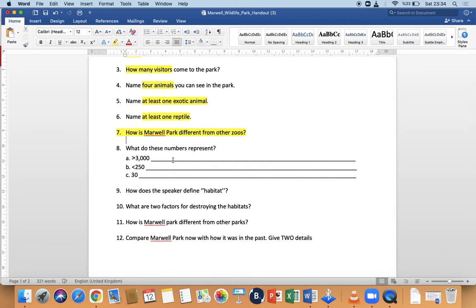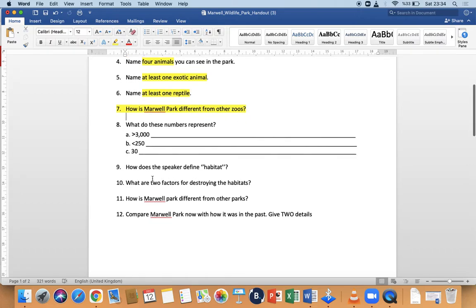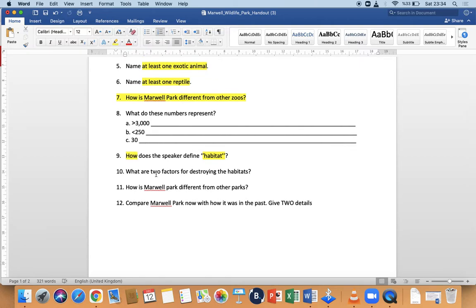Next question is about numbers. What do these numbers represent? 3,000, 250, and 30. You should write here what they represent. Next question: how does the speaker define habitat? You should write the definition of habitat according to the speaker. And next question: what are 2 factors? We will hear some factors and you should write 2 factors for destroying the habitats.